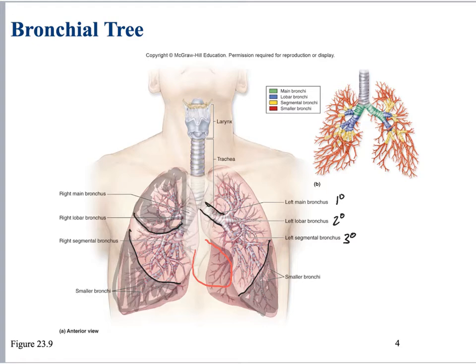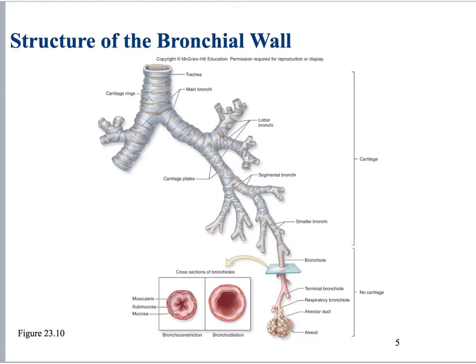So there's your 1, 2, 3, 1, 2 lobes. And each lobe of the lung is served by a lobar bronchi or bronchus. And then from there, within the lobes of the lung, they break into segmental bronchi. So this is a kind of breaking it down and taking the major ones.